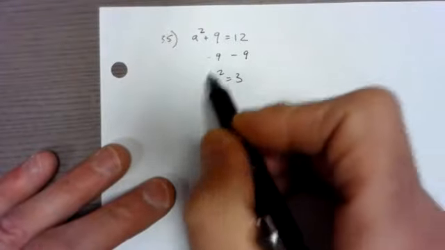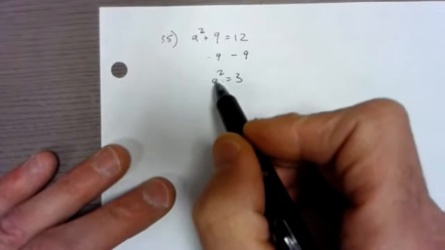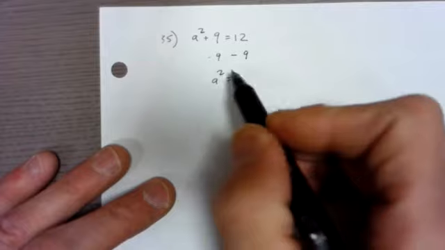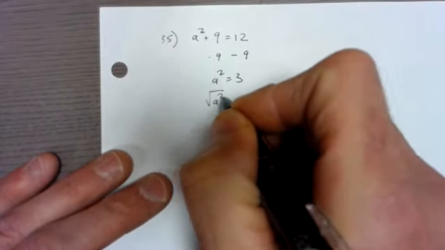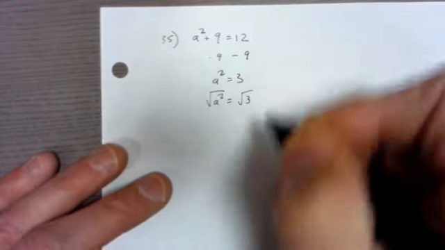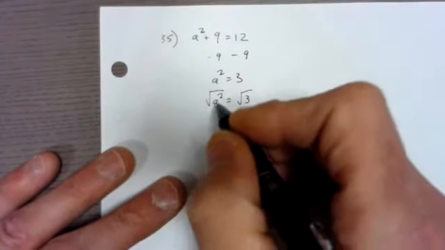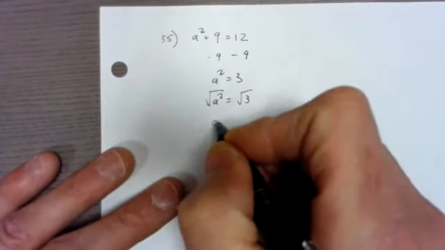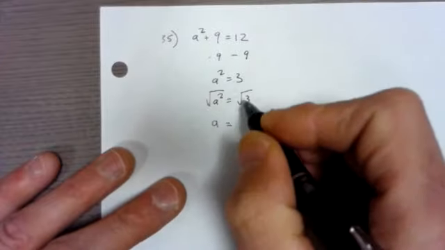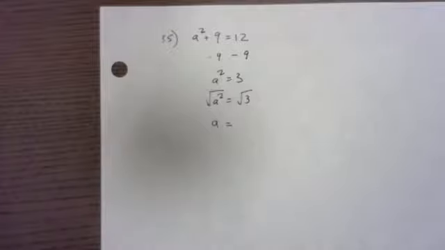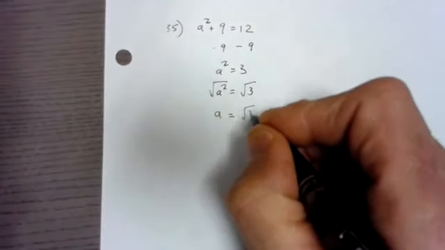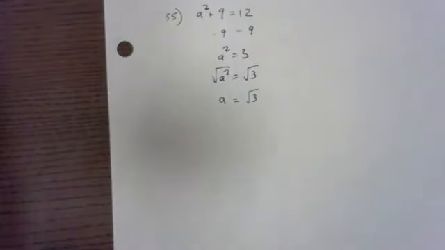Now, how do you get a by itself? Well, if you remember, the opposite of squaring something is taking the square root. So the next step would be to take the square root of both sides, and the square root of 3. Okay, so the square root of a squared is just going to give us a, and that's going to equal the square root of 3.